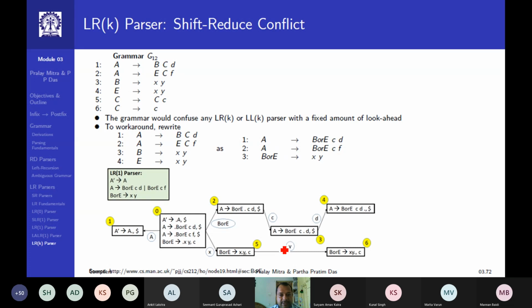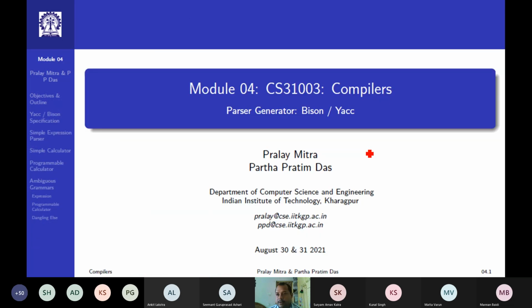Okay, so this is just an example, so I am not going into details. So this is with LRK. The grammar would confuse any LRK or LLK parser with a fixed amount of look ahead. So to work around, you can check this one. And that completes our module 3 discussion on the parser.